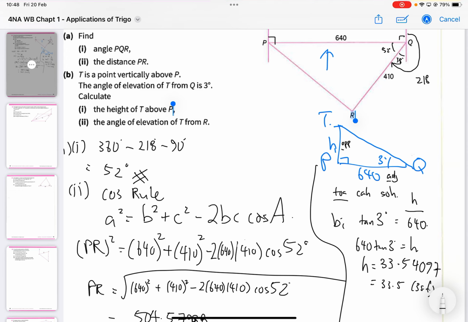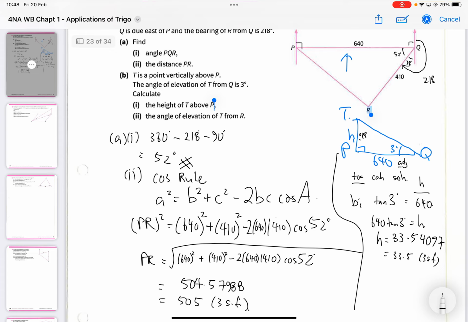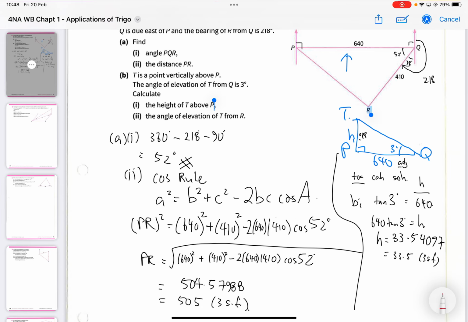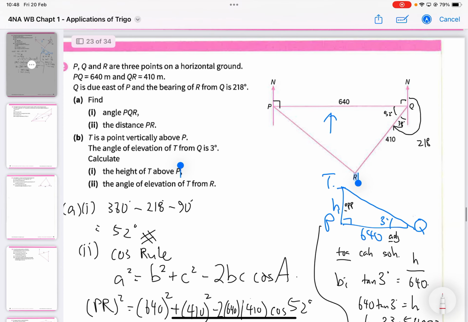So now it's no longer this blue color right angle triangle. We need another right angle triangle between P, R, and the T that is sticking outwards. Okay? Because we want to find T from R.